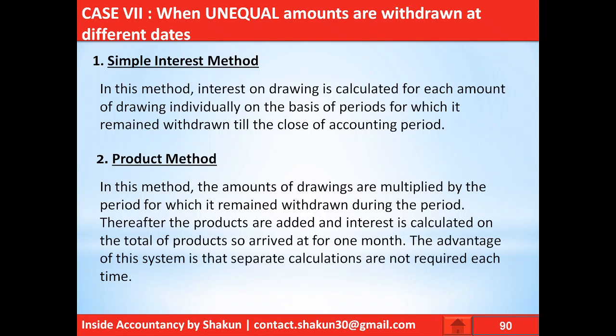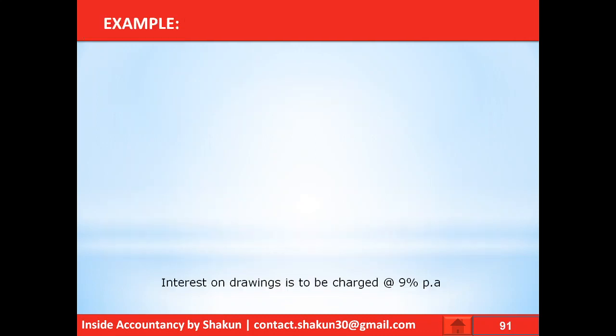And the second method is the product method, which is a little easier method as compared. Lesser calculations are required. In this method, the amounts of drawings are multiplied by the period for which they remained withdrawn during the period. Thereafter, the products are added and interest is calculated on the total of products so arrived at for 1 month. So separate calculations are not required in this case. So it's a little easier method. Let's have an example based on this product and simple method.